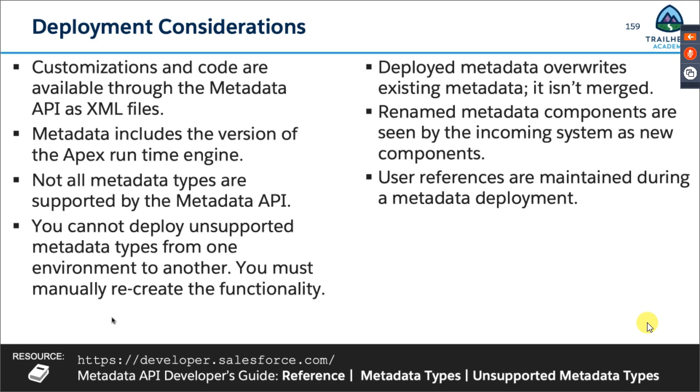All right. So deployment considerations. All the files that you're moving from one environment to another are basically XML files. So they are easy to backup. They're just text files. They are somewhat easy to do source control, not through change sets, but through anything else. Absolutely, you can do that. Most of the metadata includes the version of the Apex runtime engine that was used to build it. Not everything is able to be deployed, and some things have to be done manually.